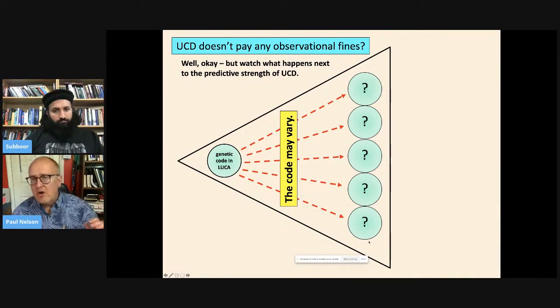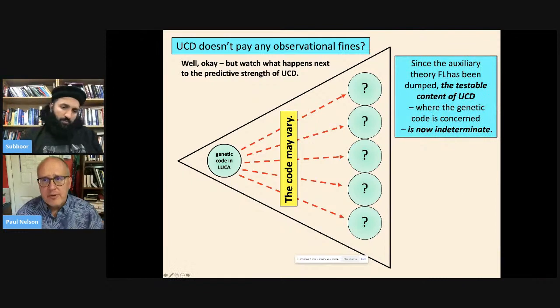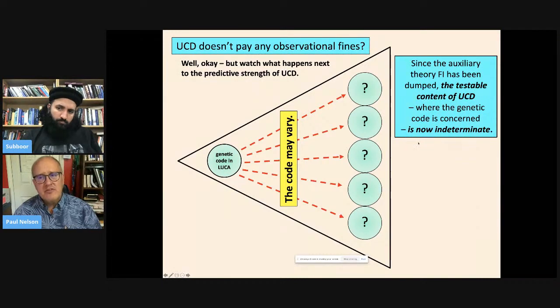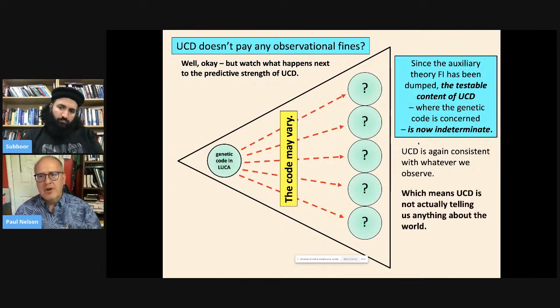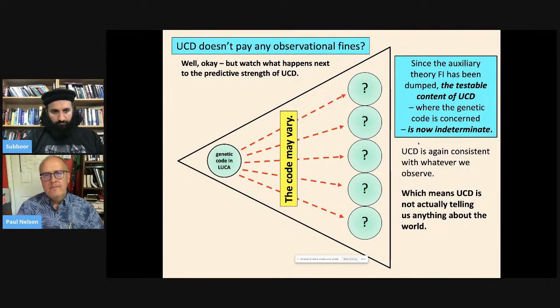We may see variant codes. We may not. We just have to wait and see. That's a theory that has been bled white of its predictive power. Since the auxiliary theory, Fi, has been dumped, the testable content of universal common descent, as far as the genetic code is concerned, is now indeterminate. And it's again consistent with whatever we observe, which means universal common descent is not actually telling us anything about the world. Okay, this is not a good state for a theory to be in.